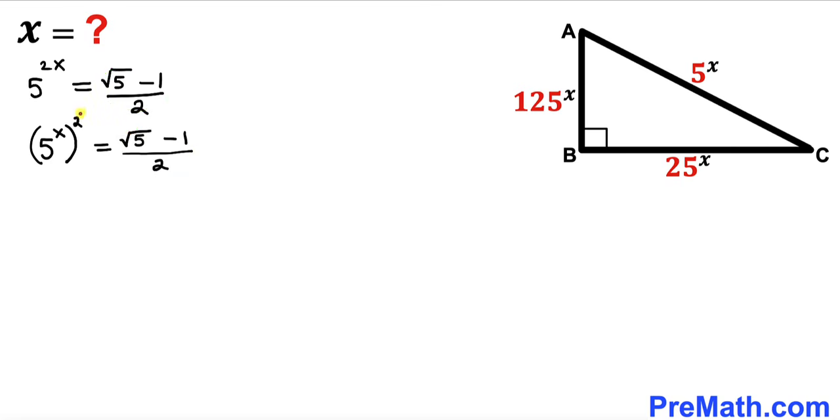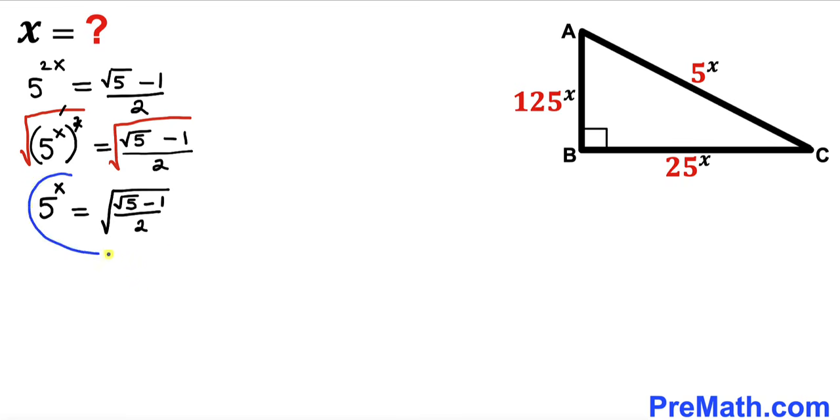And now I'm going to undo this square on the left hand side. So therefore I'm going to take the square root on the left hand side and the square root on the right hand side as well. So we can see this square and square root undo each other. So we got 5 power x equal to the square root of square root of 5 minus 1 all over 2. And now let's make an observation.